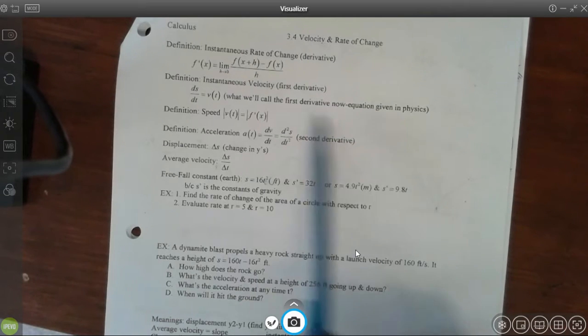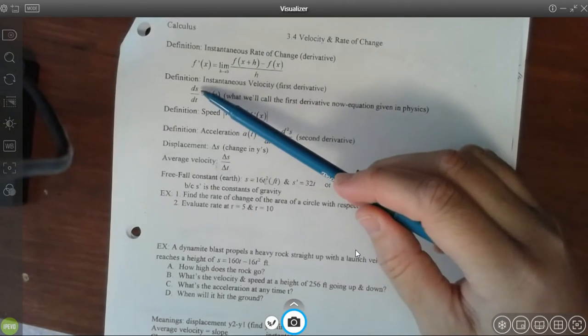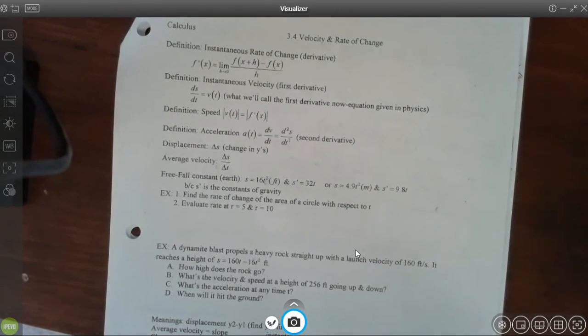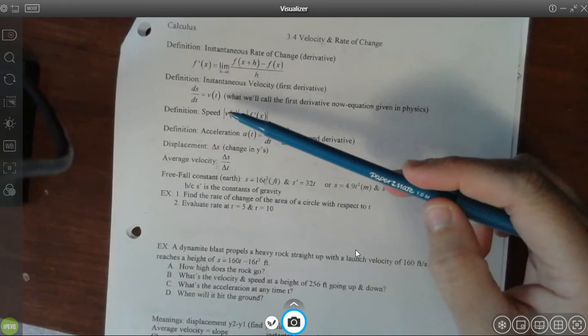So if you're in physics class, that's the equation that they typically give you. They say, here's the velocity, and then they start asking you questions about it. In calculus, we're giving you position, and that's what the S stands for. So S is position, and when you take a derivative, you get the velocity.